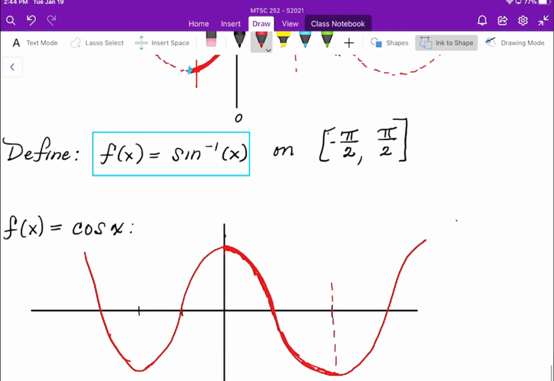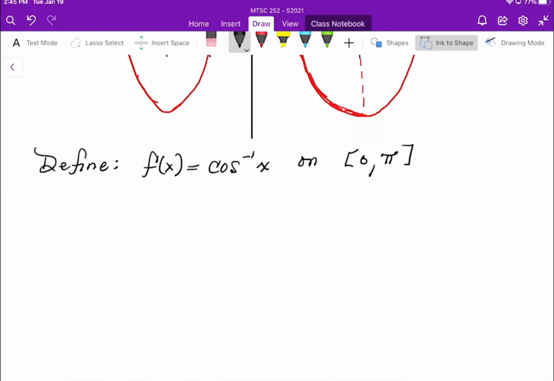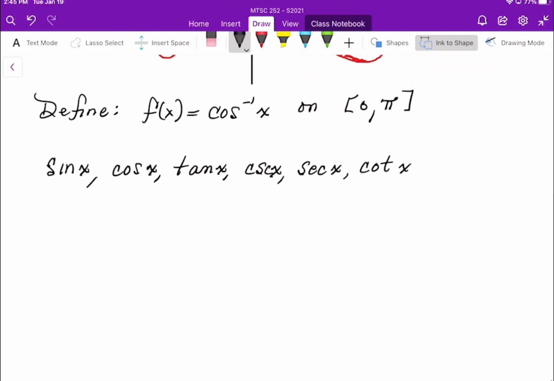All right, so we are out of time. There are 6 functions. So there's the sine of x, the cosine of x, the tangent of x, the cosecant of x, the secant of x, and the cotangent of x, all of which have inverse functions.